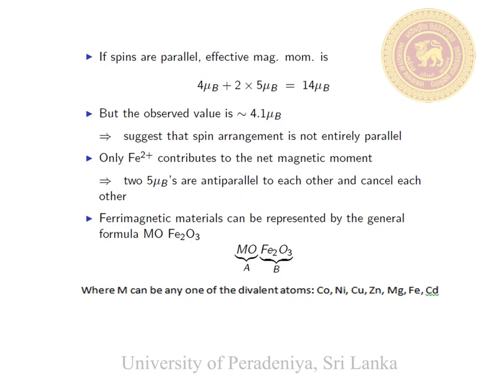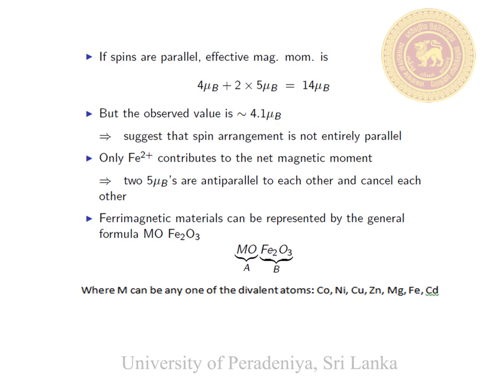Sublattice A is FeO. So there's only one iron in sublattice A. Sublattice B is Fe2O3. So there are two iron ions in sublattice B. So when you find the net or effective magnetic moment, we have to add 4 mu b to 2 times 5 mu b. So the net magnetic moment is equal to 14 mu b.